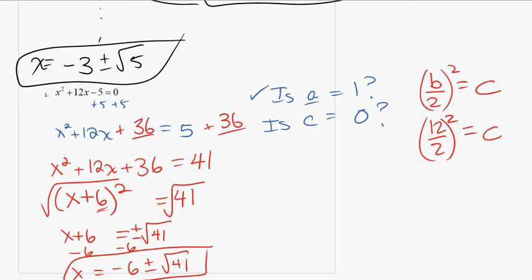That's my answer. Again, the square root of 41 is just a number. There are no perfect squares in it, so that's as simplified as I can get it. And that's my solution.